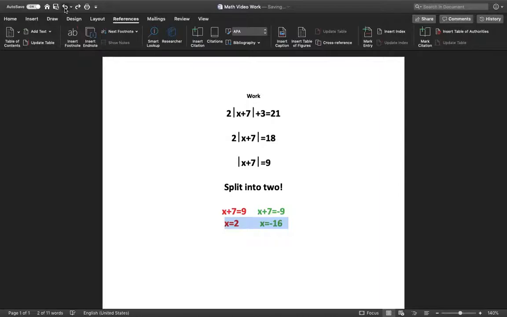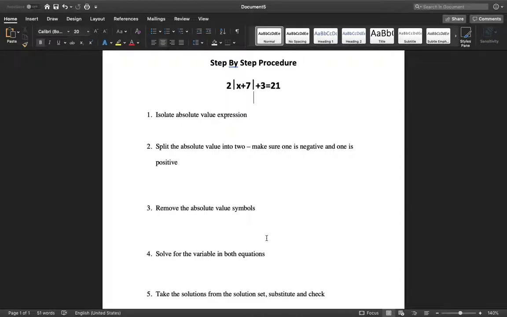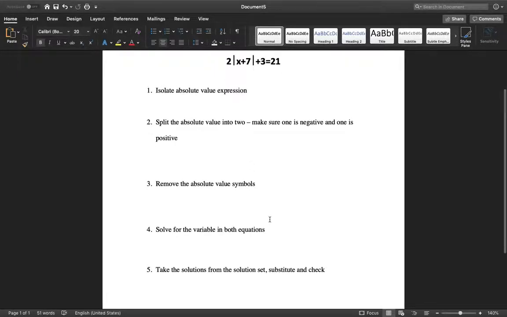Now we have our two solutions. We can write that as this. These are our two solutions. Notice how the 2 is in red and it comes from the red equation, and the green -16 comes from the green equation. Now what's our next step? We remove the absolute value symbols after we split the absolute value into 2, and we did that after we isolated the absolute value expression. Then we solve for the variable in both equations. Now we take the solutions from the solution set, substitute, and check.